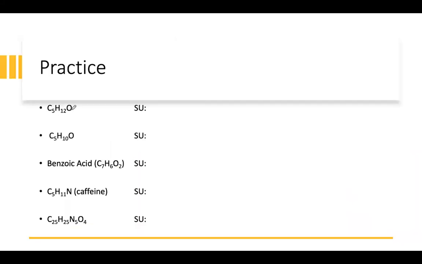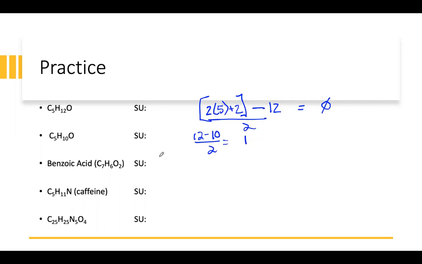So if I have C5H12O, the number of expected hydrogens would be 2 times 5 plus 2. So that would be 12 minus 12, and so I don't have any sites of unsaturation. So this is going to be 0. You can divide it by 2, but 0 divided by 2 is 0. Now C5H10, so I'm going to do the same thing. 12 minus 10 divided by 2, and I get 1 site of unsaturation.